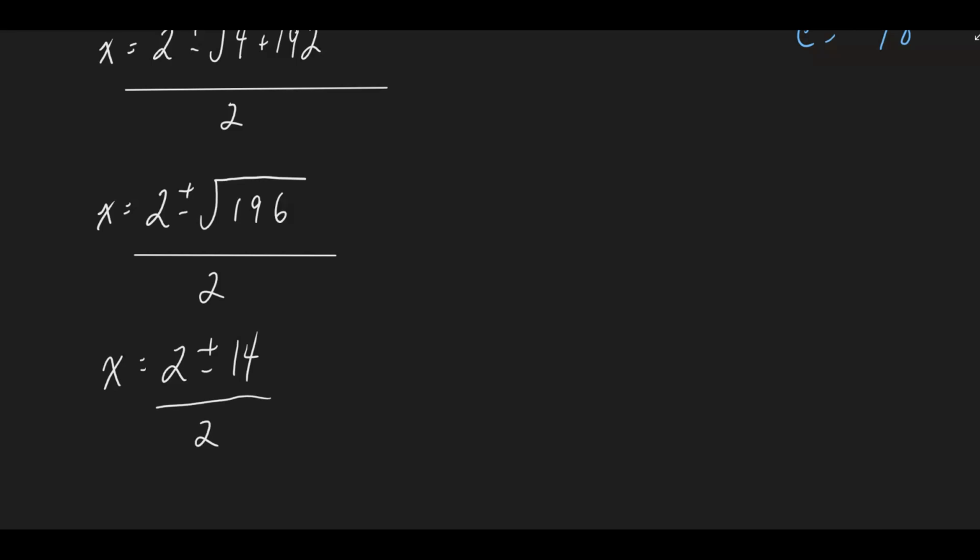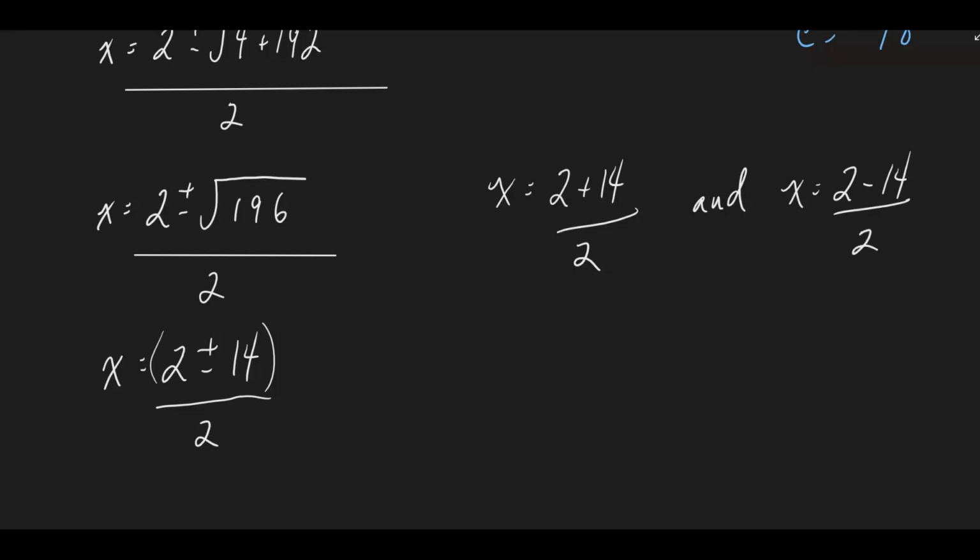Now the next thing we have to do is the numerator, right? So that's where we have the plus or minus. This is where it breaks into the two roots. We'll get x equals 2 plus 14 over 2, and x equals 2 minus 14 over 2. So we have to continue with each of those. This becomes 16 over 2, x equals 8, and this becomes subtracting 14, which is negative 12 over 2, x is equal to negative 6. So we do have our two roots, x equals 8 and x equals negative 6.